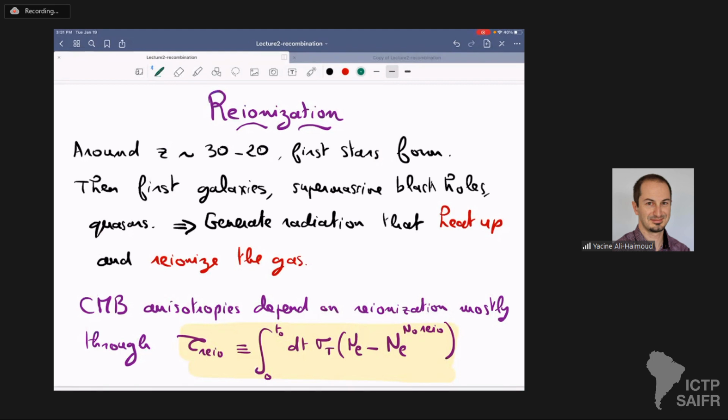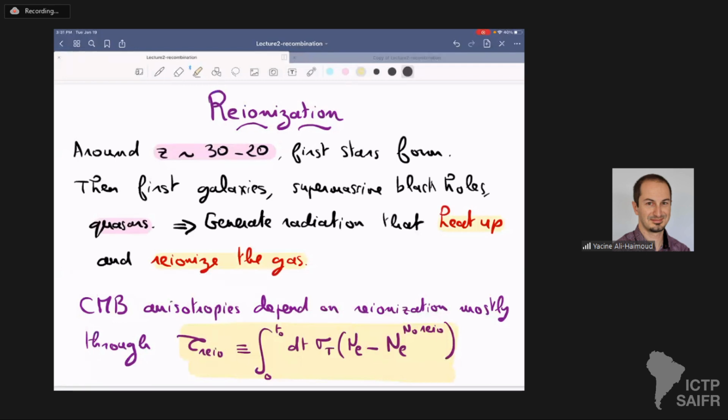So reionization is part of the ionization history of the universe. It's not recombination. It's a completely different physical origin. The origin here is that around redshift of 20 or 30, the first nonlinear structures form and the first stars in the universe form and turn on. Then you have the first proto-galaxies, supermassive black holes, quasars. All of those generate a lot of ultraviolet and X-ray radiation. This radiation is going to heat up the universe, and also contribute ionizing photons, which can ionize the gas beyond the calculation that I described for recombination.